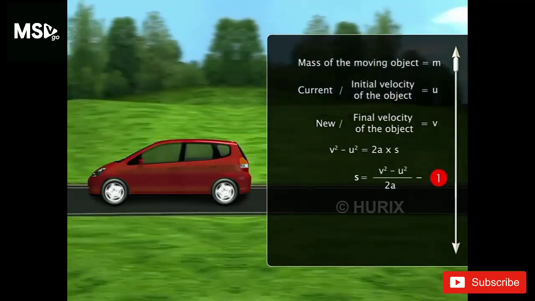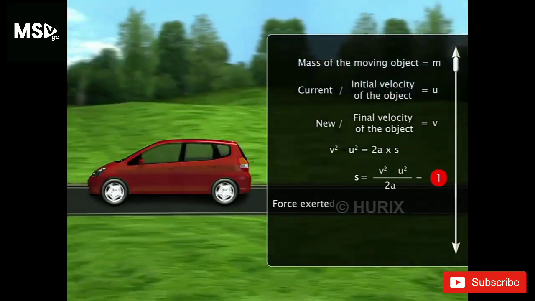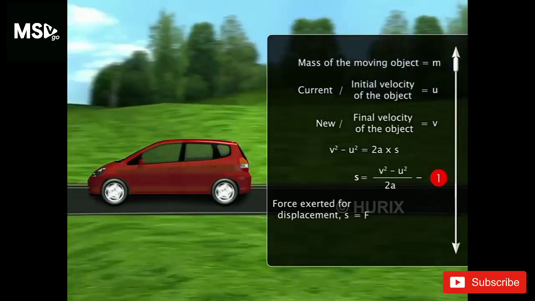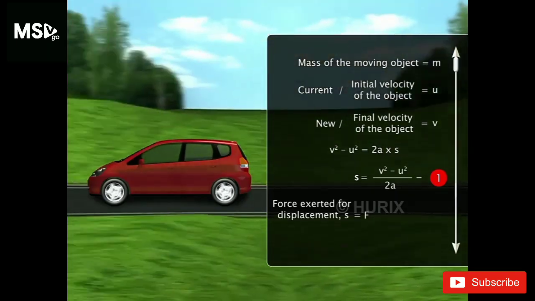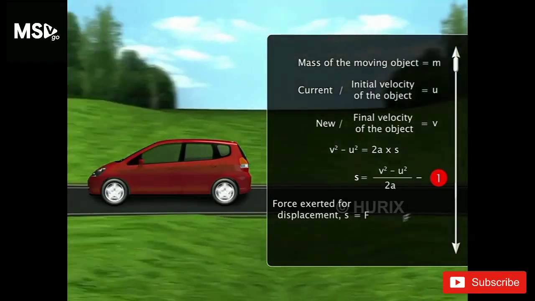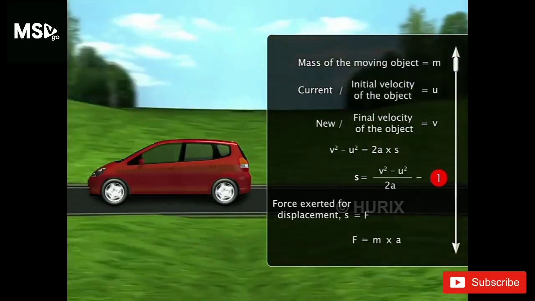Let the force produced to bring about the change in acceleration and the subsequent displacement be F. We know the force used to produce the acceleration a in the car of mass m is F equals m into a. Let us remember this as equation 2.